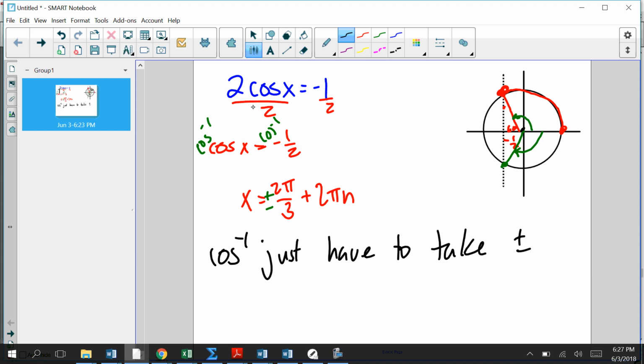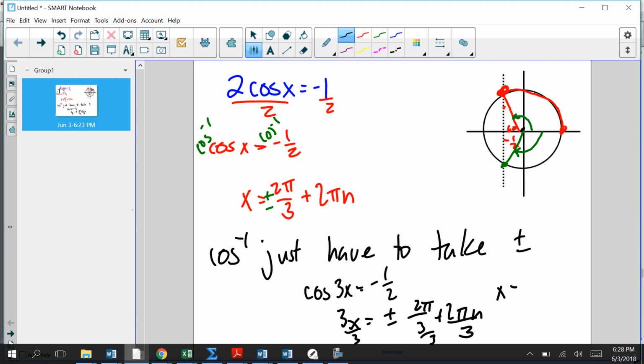Now, if there's a different period, we still deal with that. If I had, for example, cosine of 3x equals negative 1/2, I'd still take the inverse cosine. I'd get 3x equals plus or minus 2 pi over 3 plus 2 pi n, and then I just divide by 3. So I'd get x equals plus or minus 2 pi over 9 plus 2 pi over 3 n, where n is an integer. Don't want to forget that.